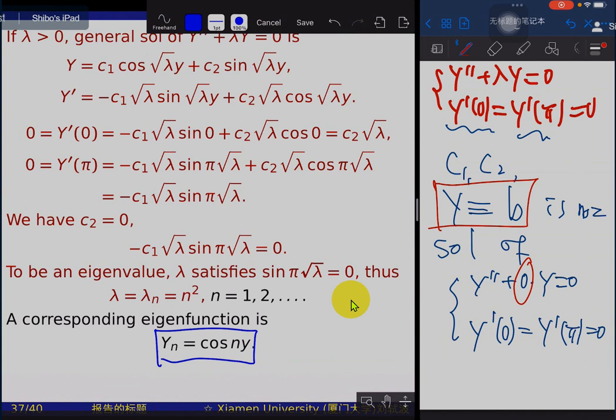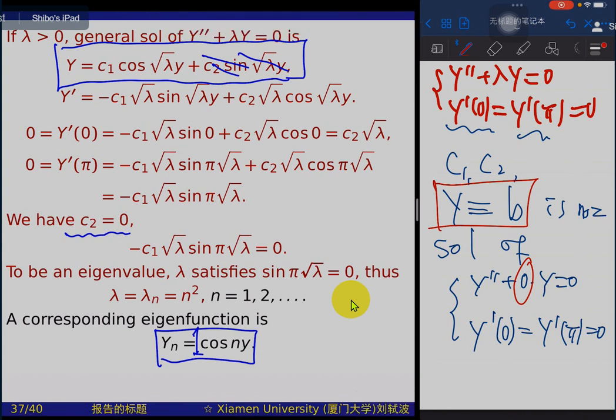Why is this the eigenfunction? Let's go back to the expression for y. We already have C2 equal to 0. Therefore, this term disappears. So the eigenfunction is a multiple of cosine of square root of lambda times y. But lambda is n square, so that is cosine ny. Okay? The eigenfunction corresponding to the eigenvalue lambda n is cosine ny, a multiple of cosine ny. Of course, the coefficient we can take as 1. Okay? So this solves the eigenvalue problem.